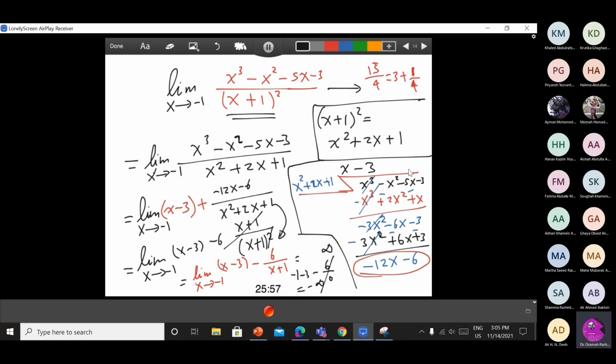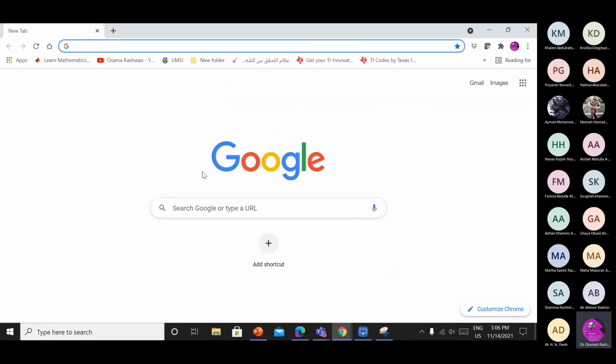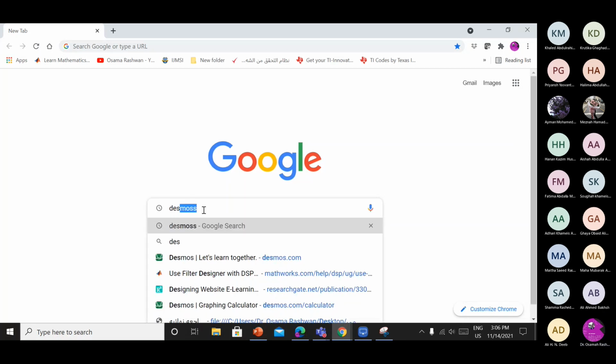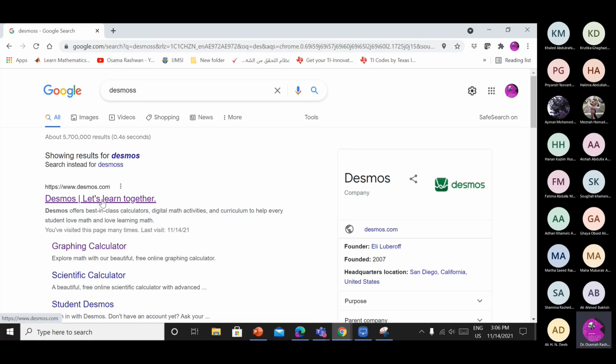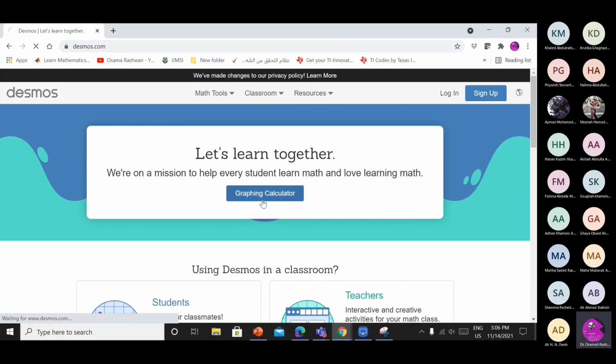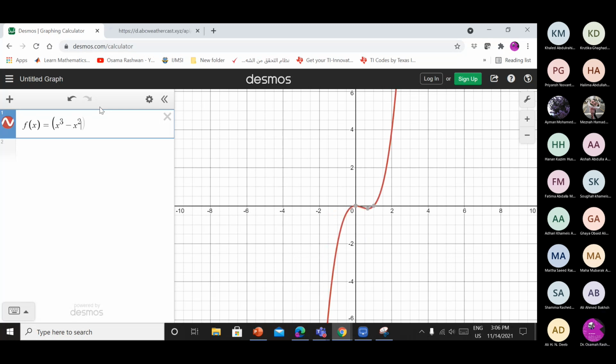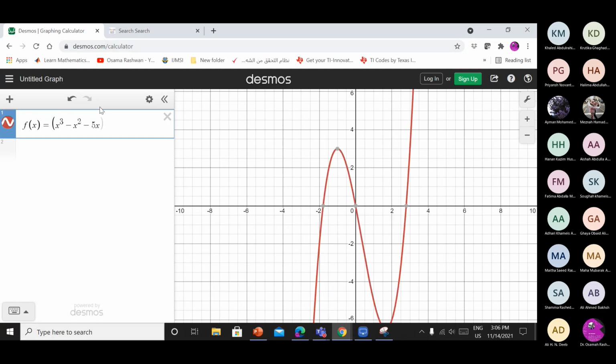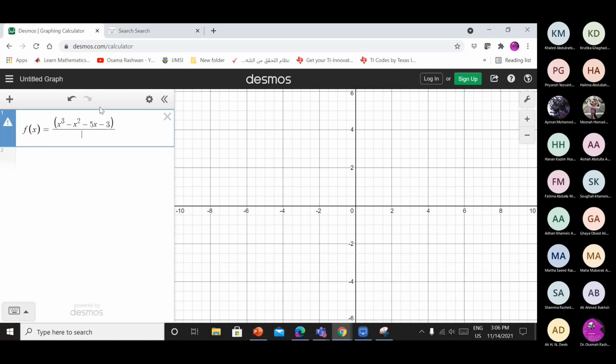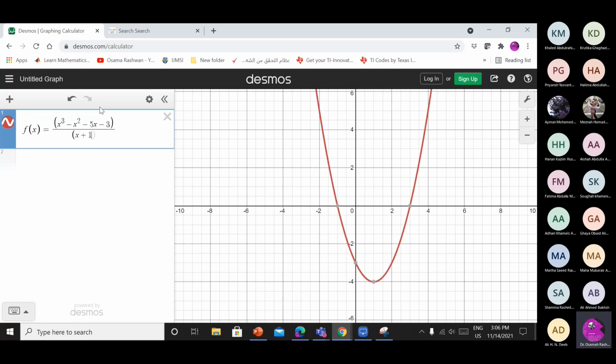Let's go and graph this one, okay? If you go to Desmos, let's graph the function f of x equal to, open bracket, x cubed minus x squared minus 5x minus 3, divided by x plus 1.